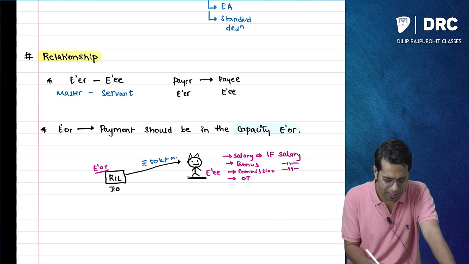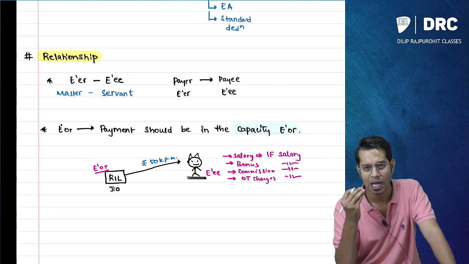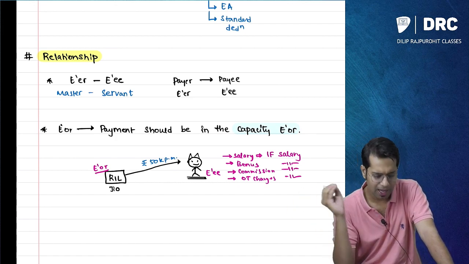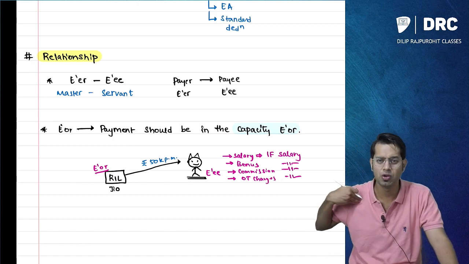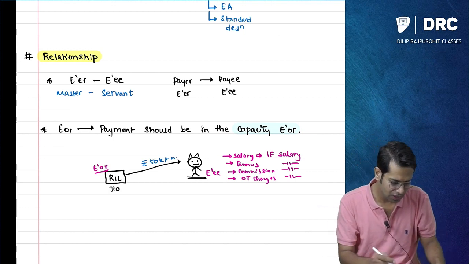I am working overtime for them, so they are paying me overtime charges. Now where will this amount be taxable? This amount also will be taxable under the head salary, because the payment which Reliance Industry is making to me, they are making in the capacity of employer.